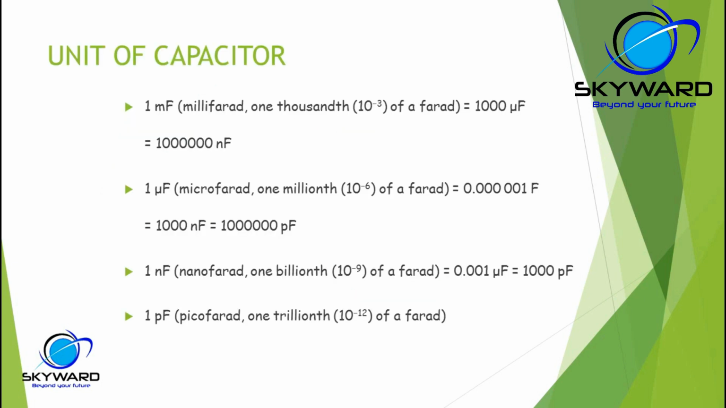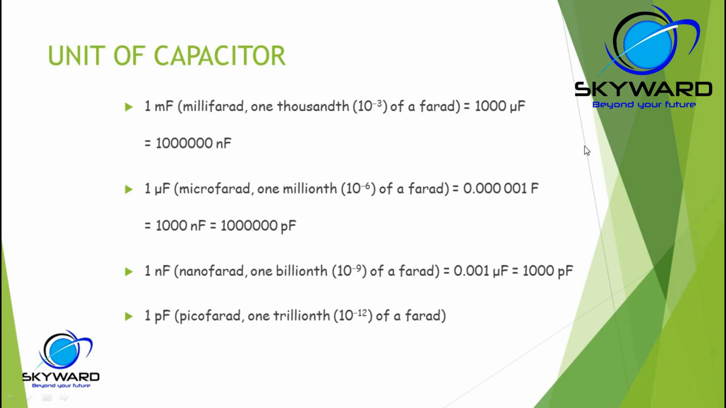So the unit of capacitor is Farad. Again, it's from first year. You can see mF means millifarad. Okay, then 1 millifarad is equal to 1000 microfarad, equal to this much nanofarad. Here you can see all the calculations are there. Even if you look, you can understand the calculation of it.